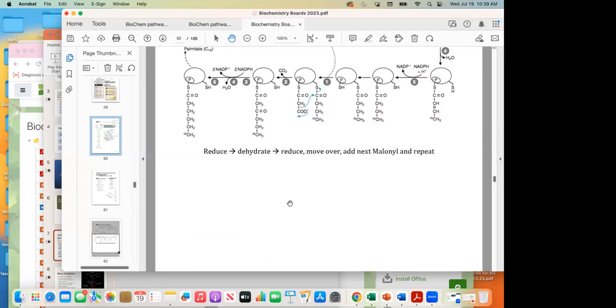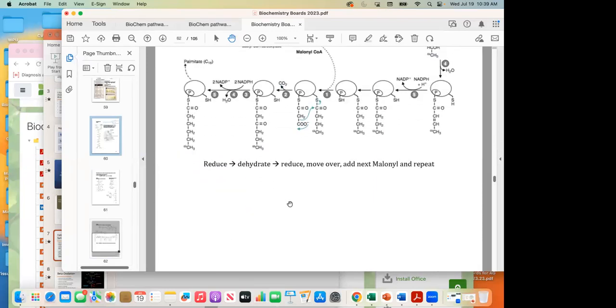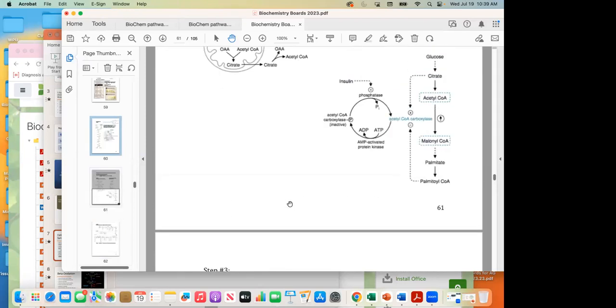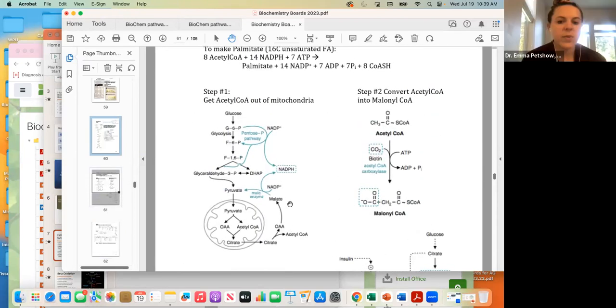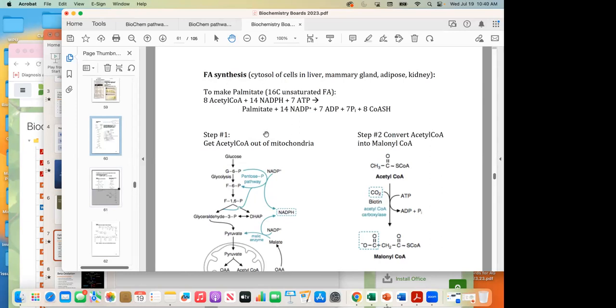Dr. Petshow? Yes. Within that process, we went through lipolysis and then lipogenesis, right? It's like a circle that you said, completing. All we went through right now is lipogenesis. We are forming fatty acids. We're going to do lipolysis next. Oh, okay. This is just the formation. Yep.